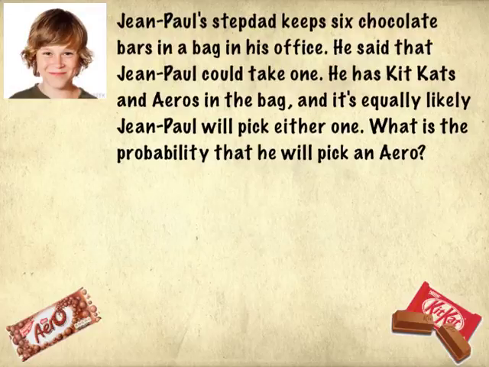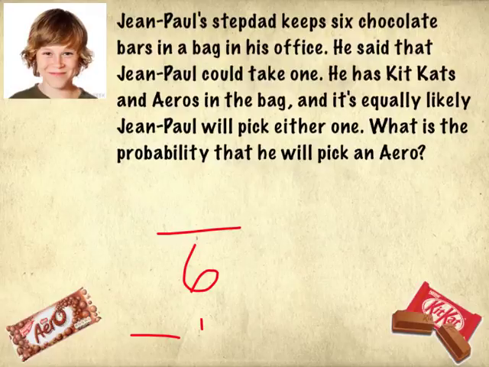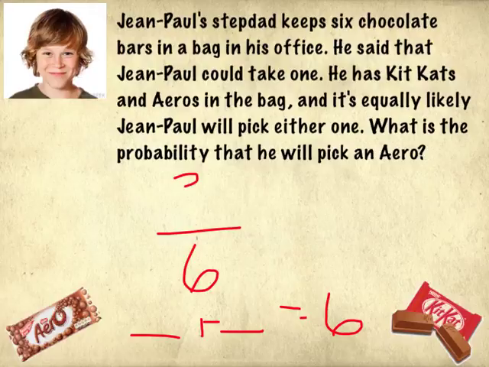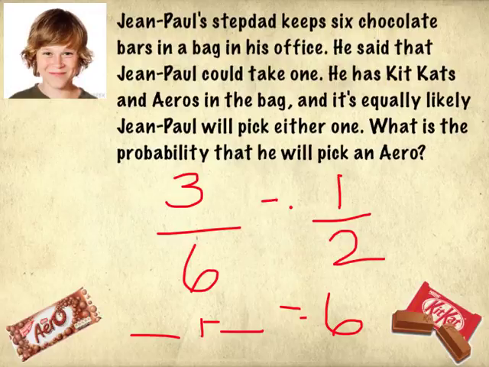So he has 6 chocolate bars, so my probability will be out of 6. If it's equally likely that he could pick either one, that means that there must be an equal number of arrow and Kit Kats. So whatever plus whatever equals 6, the same number has to go in both of those blanks, which would be a 3. The probability of picking an arrow or a Kit Kat is 3 out of 6, which is equivalent to 1/2 or 50%.